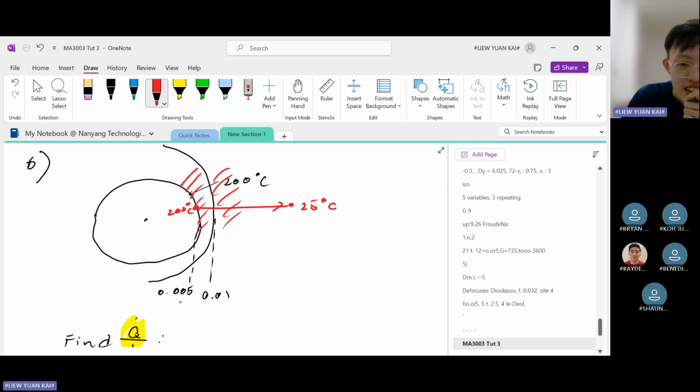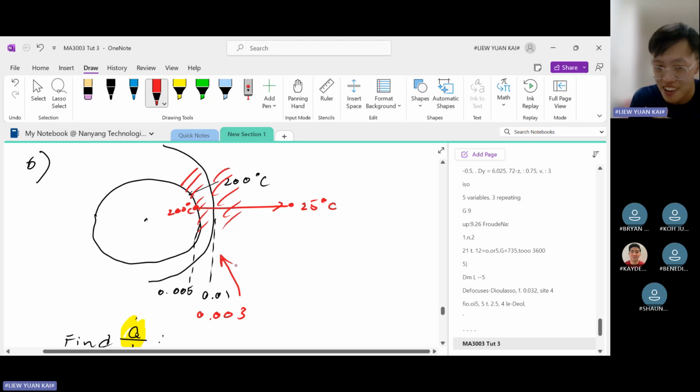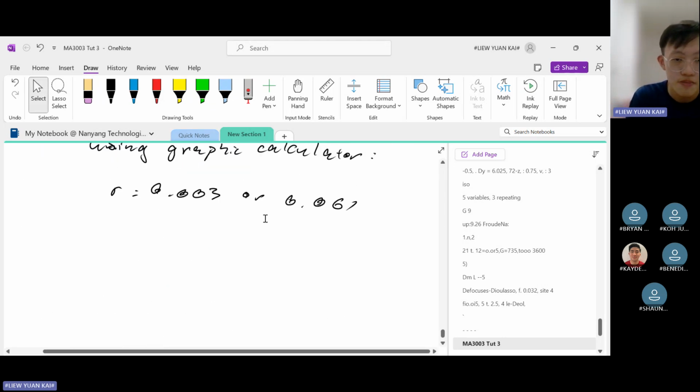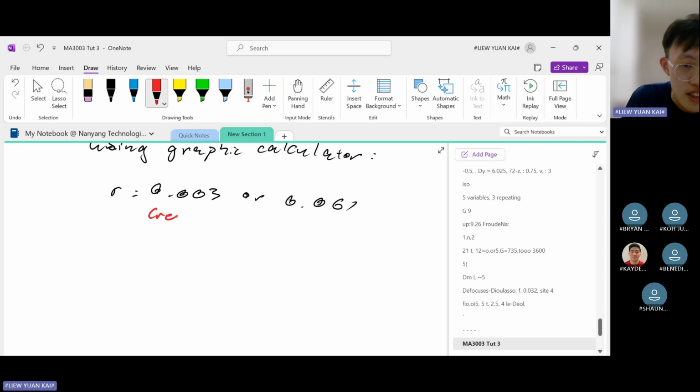You see, 0.003, can it be this outer radius? It cannot. Why? Because the inner radius is 0.005. How can 0.003 be the outer radius, right? This is contradicting because 0.003 would be smaller than the inner radius. That means it cannot be 0.003. So we reject this answer.